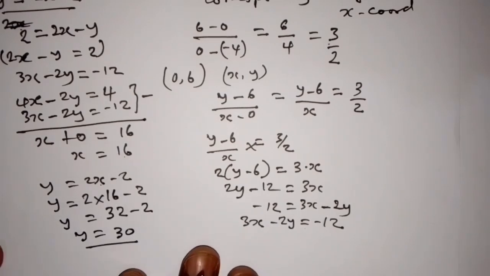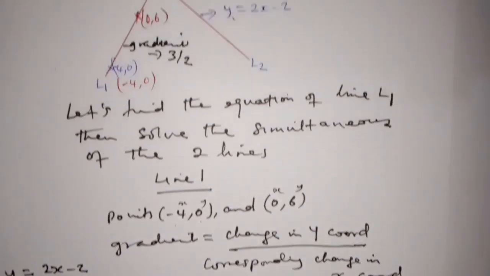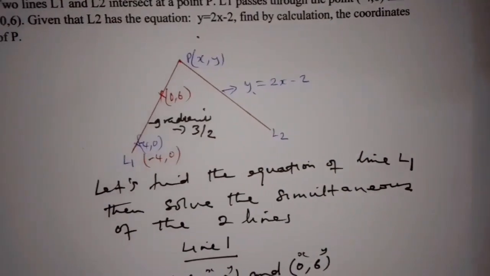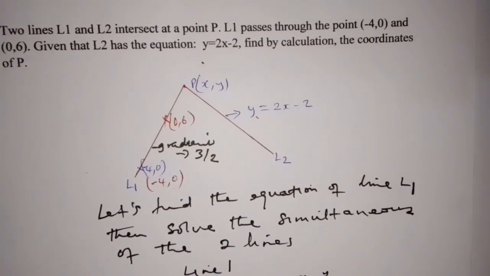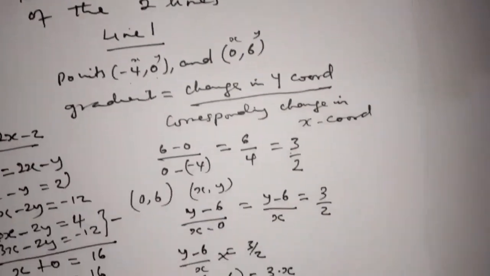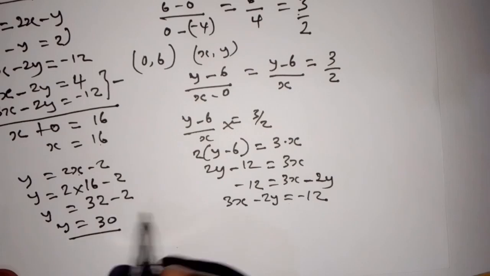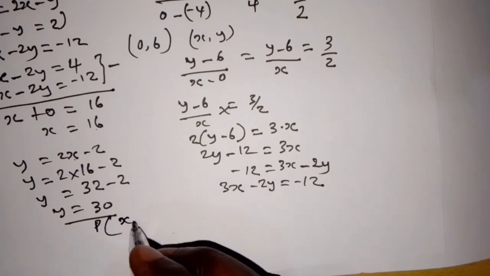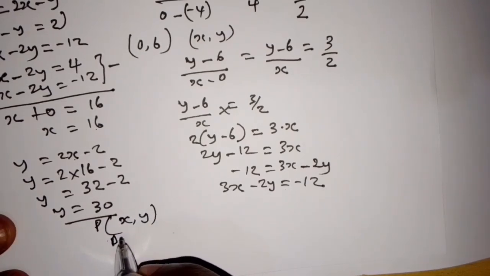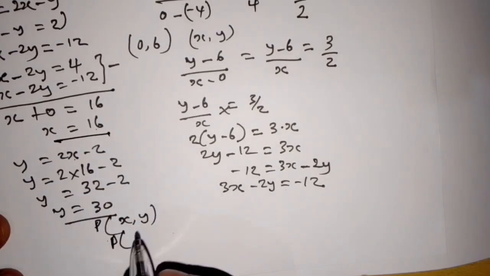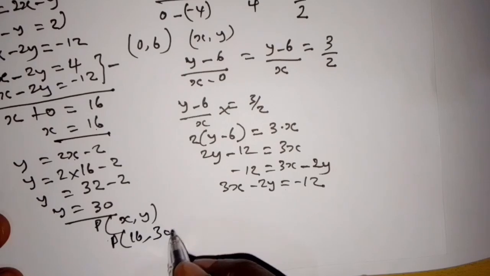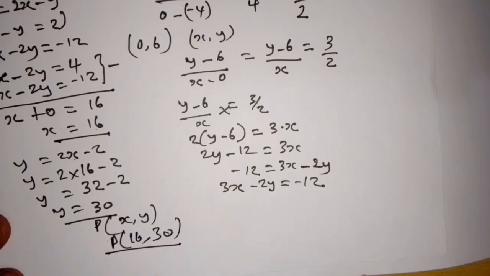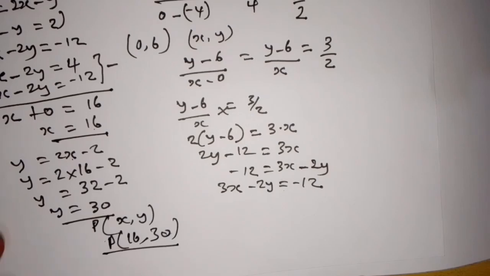So we are being told that, given that L2 has the equation y is equal to 2x minus 2, find by calculation the coordinates of P. So we want to find the coordinates of P. So x, y will be P. Our x here is 16 and our y here is 30. So the coordinate of P is 16, 30.